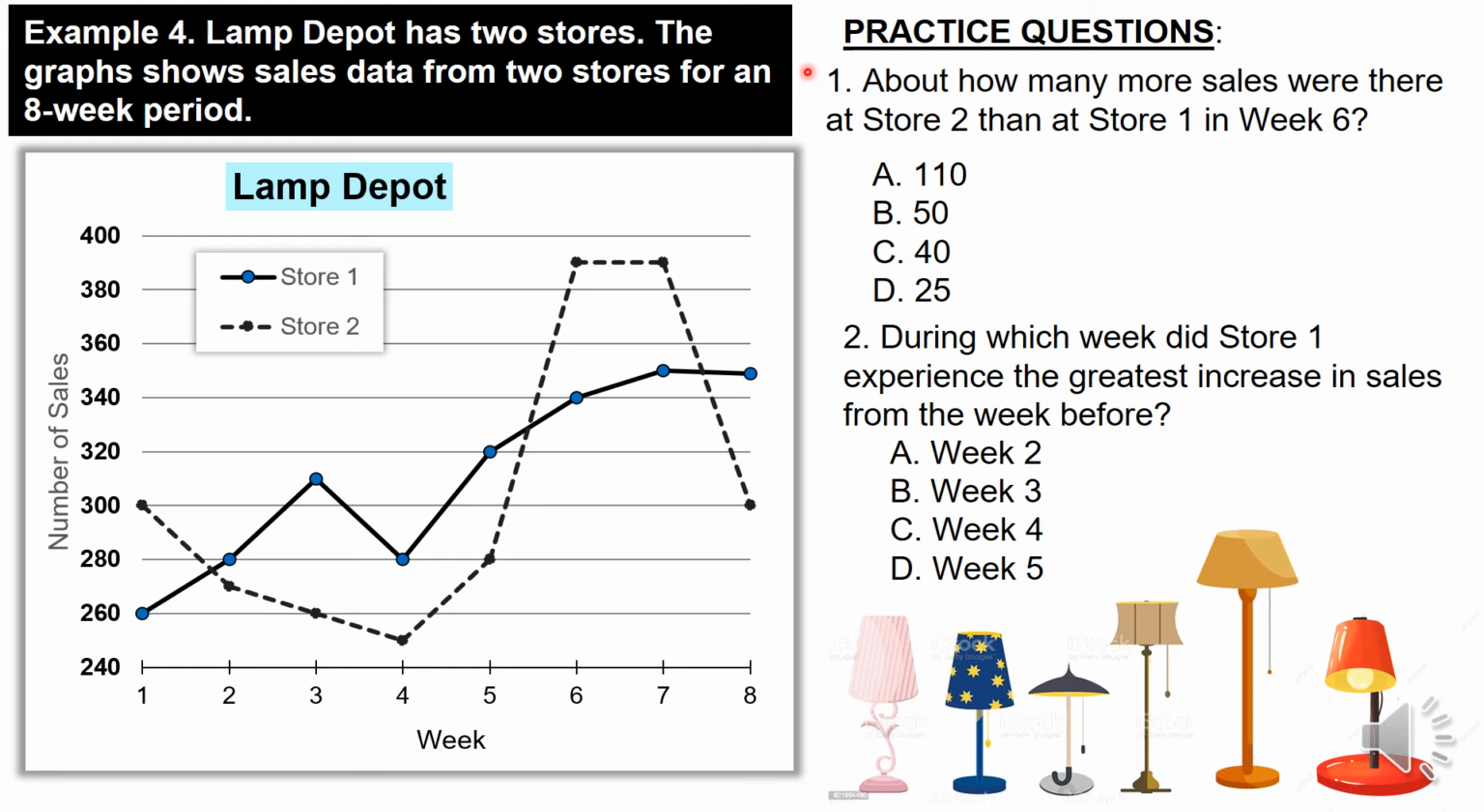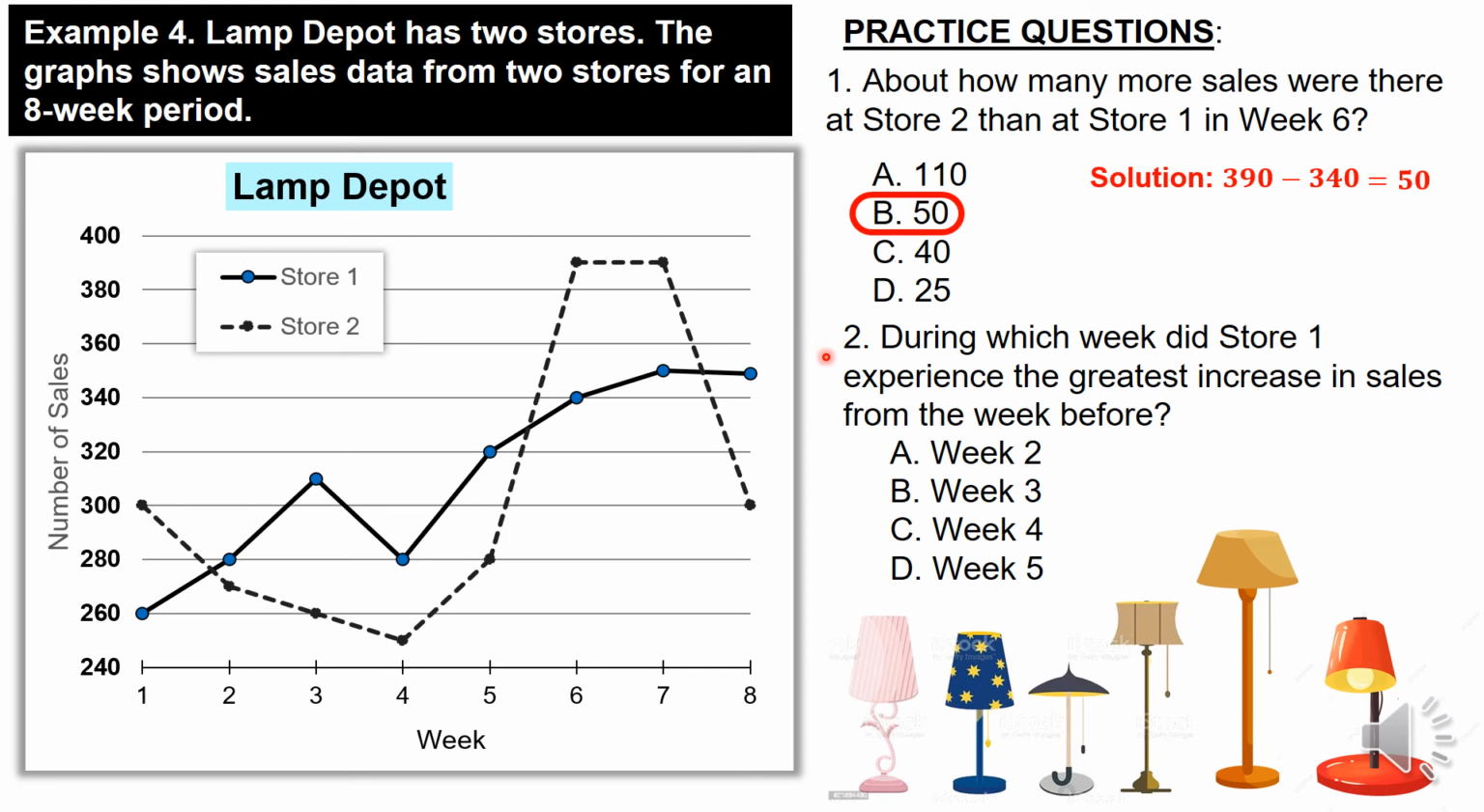Question number 1. About how many more sales were there at store 2 than at store 1 in week 6? Okay, so we only have to focus here on 6. So store 1 has 340, while store 2 has 390. So this is between 380 and 400. So giving us a solution, 390 minus 340 gives us 50. So our answer is letter B, 50.